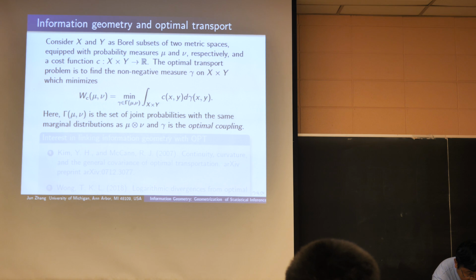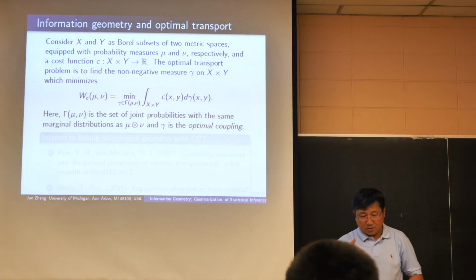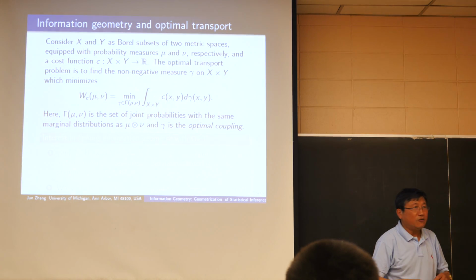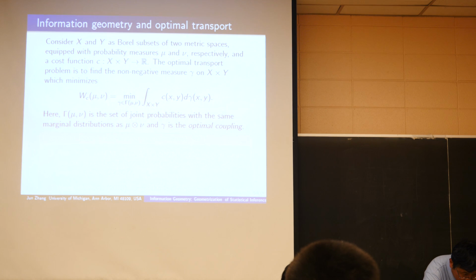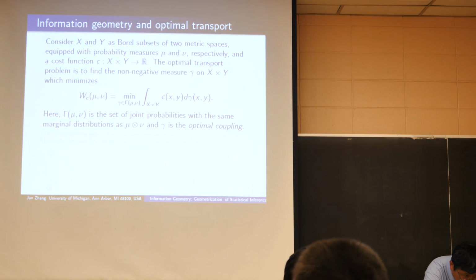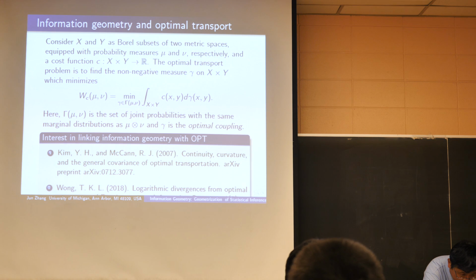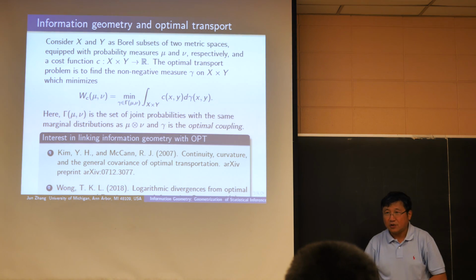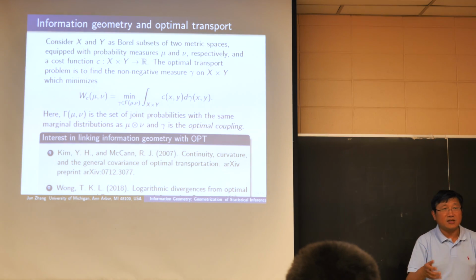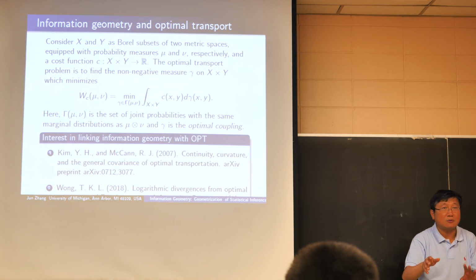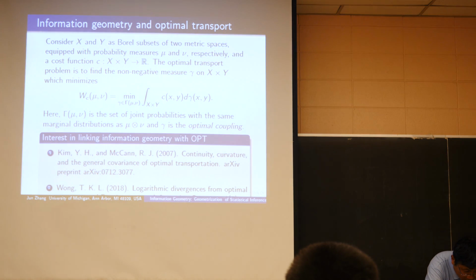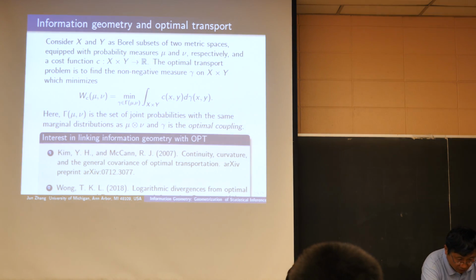The interesting thing is to see how the geometry generated by the optimal transport problem interacts with or relates to invariant geometry. There are some interesting precursors to this work. Kim McCann is definitely one of the earlier papers showing the link with the manifold of M cross M, which is still under investigation. And then Professor Wong did a very interesting work using logarithmic divergence.